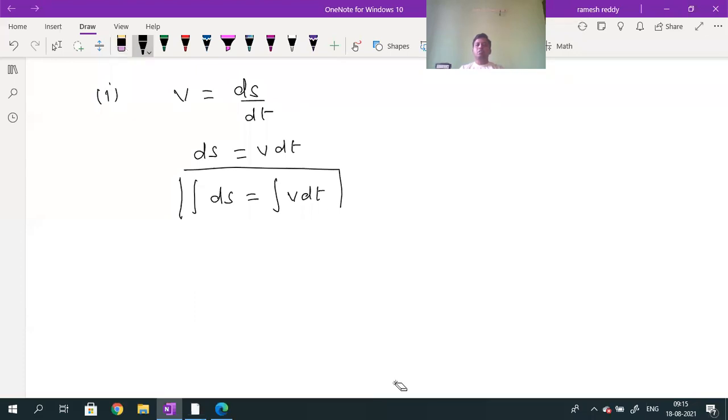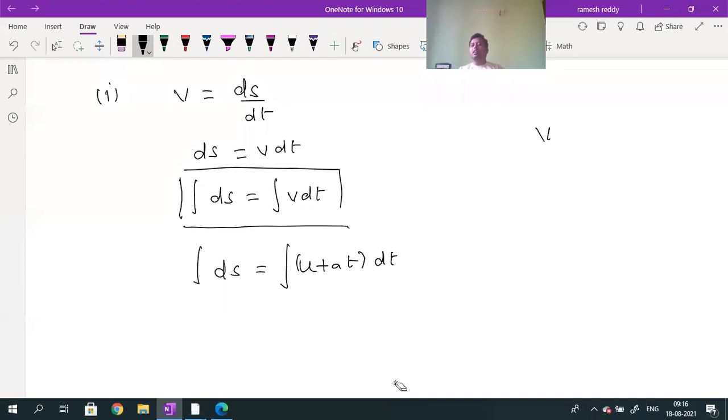The first equation of motion for non-uniformly accelerated motion: integration of ds will be equal to integration of v into dt. We can also write integration of ds equal to integration of v, and v I can also write as u plus at, so integration of (u plus at) into dt. For uniformly accelerated motion, what is the first equation?